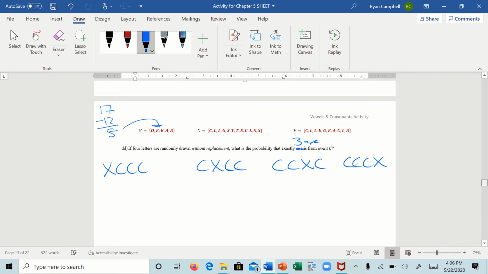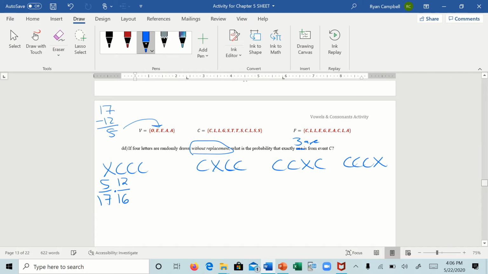And we've already talked about that, right? So 5 out of 17. Since this is without replacement, we already took out a letter. But what letter did we take out? We took out a vowel. So then how many consonants are still there? All of them, right? All of the consonants are still there.